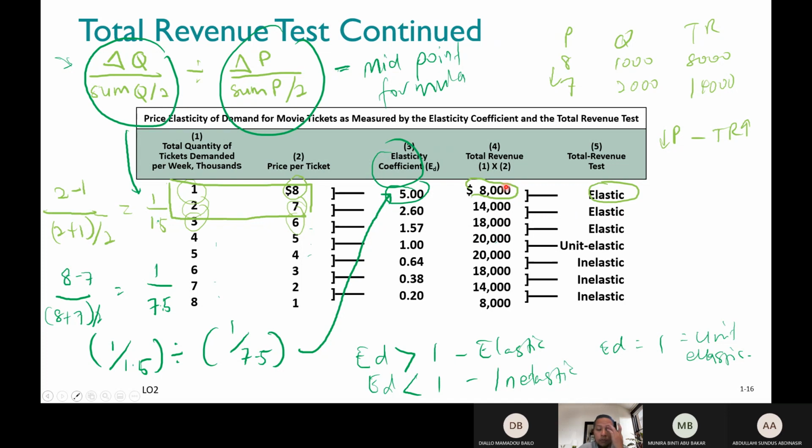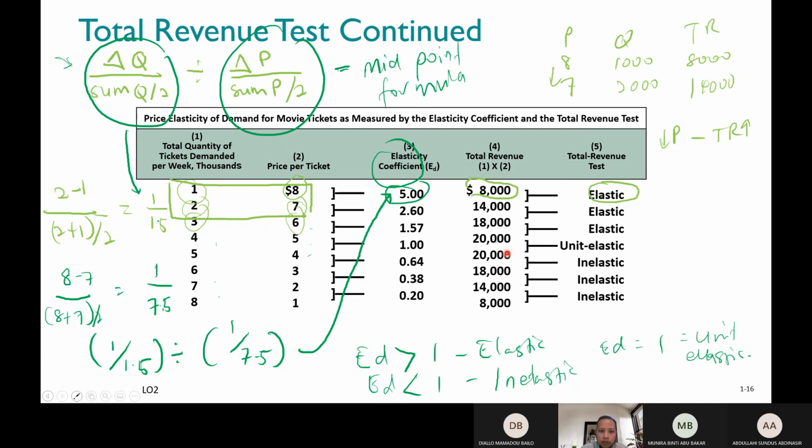Okay, so if you look at the total revenue, when the price of tickets is reduced from 8 to 7, total revenue increases, and then 7 to 6, total revenue increases, 6 to 5, total revenue increases, and then 5 to 4, it doesn't change. Okay, so 4 to 3, it actually reduces. 3 to 2 reduces some more, and 2 to 1, it reduces furthermore.